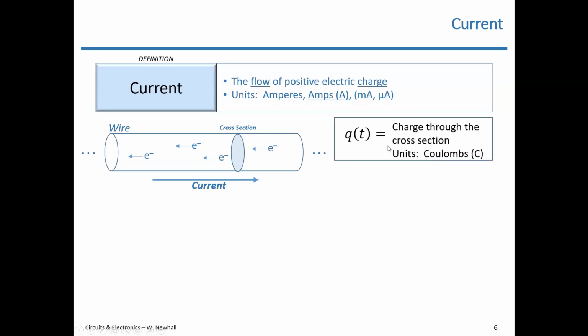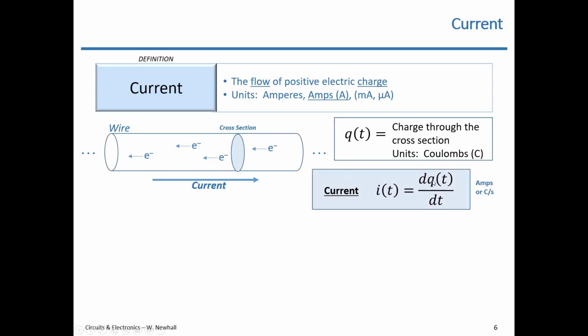So if you define q(t) to be the charge through the cross section in units of coulombs, Q represents charge in units of coulombs, and it can change over time. The amount of charge through that cross section can change over time as current is flowing. Current is the derivative of charge with respect to time, right? So i(t) is current, and dq/dt is how you calculate current given charge. And that current has units of amps or coulombs per second. If you look at the derivative, right? q is coulombs, t is seconds. That's coulomb per second. We call it amps.